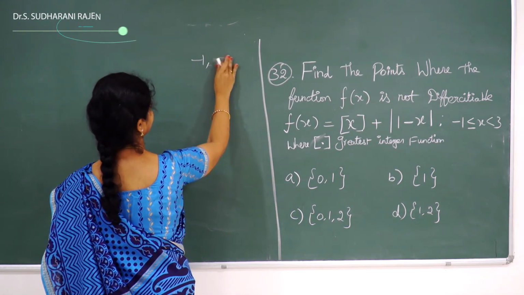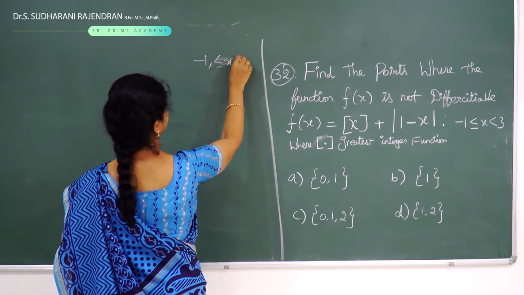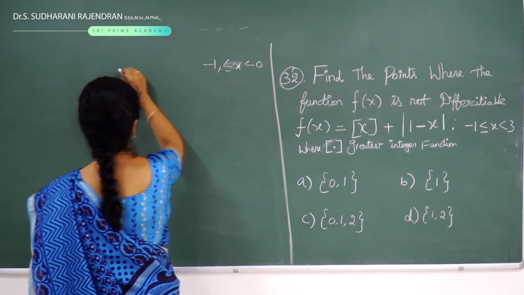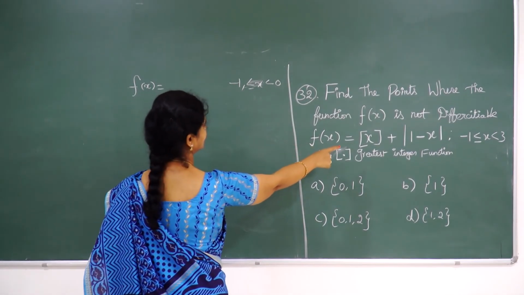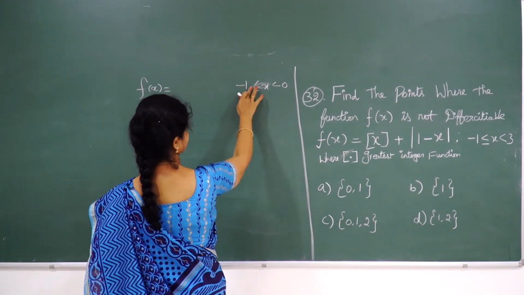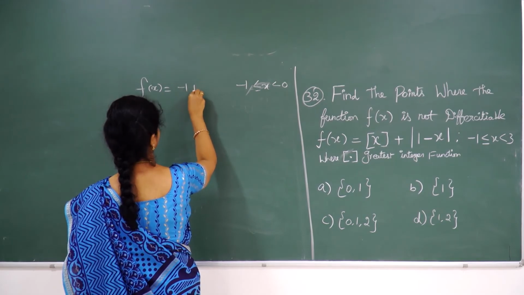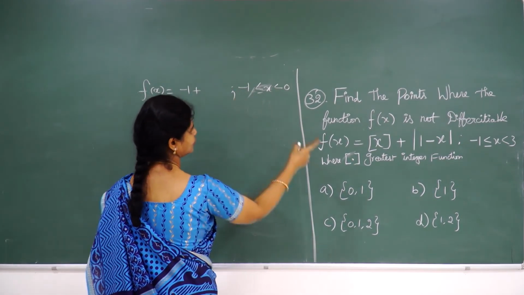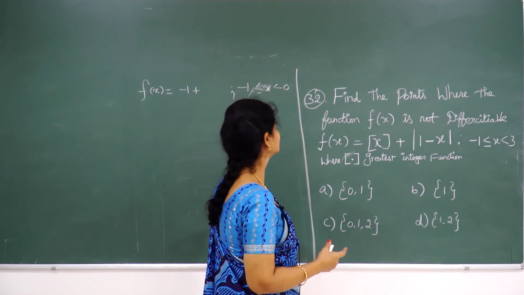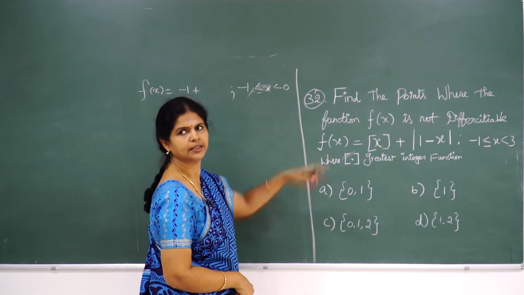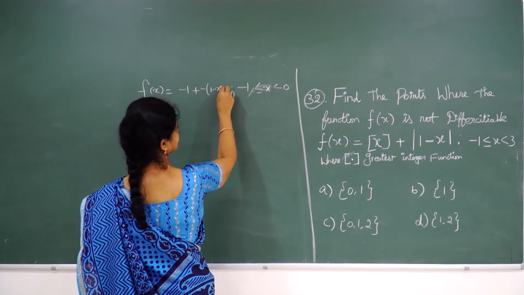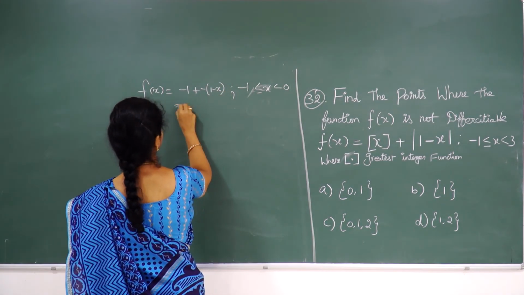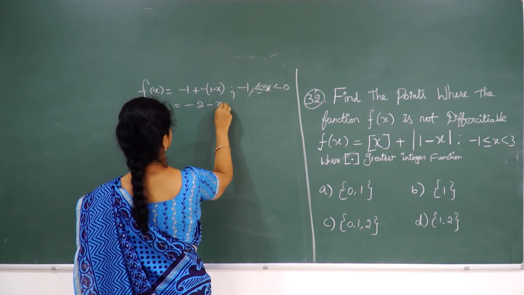In this interval, that is minus 1 less than or equal to x less than 0, what is your f of x? F of x equals, in this interval, the greatest integer of x is minus 1, plus the modulus of 1 minus x, where the negative portion is negative. So this is minus 1 minus x. So the value is minus 2 minus x.